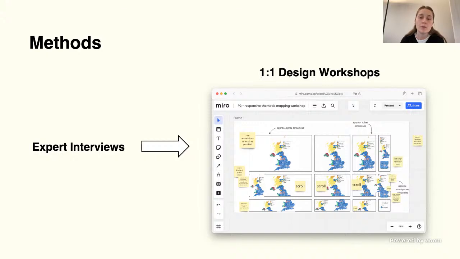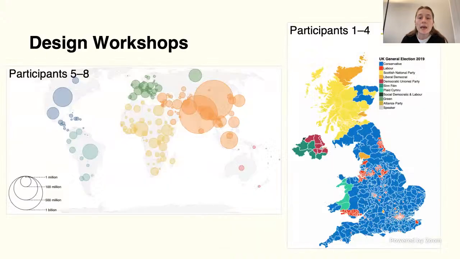In these workshops, we met participants online for about an hour, and we used a Miro board, which is an online collaborative whiteboarding tool if you're not familiar. And each participant initially got one of these 2 maps. So 4 participants got a proportional circle map of global population by country, and the other 4 participants got a choropleth map showing the election results in the UK in 2019.